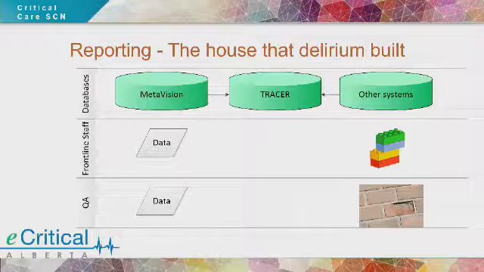So we start off with our databases. We have Tracer, which receives data from MetaVision and from other systems. And the frontline staff are key. You create our data bricks through charting in MetaVision. So thank you for that. This is where our data journey begins. The QA team checks our bricks for defects and fit.